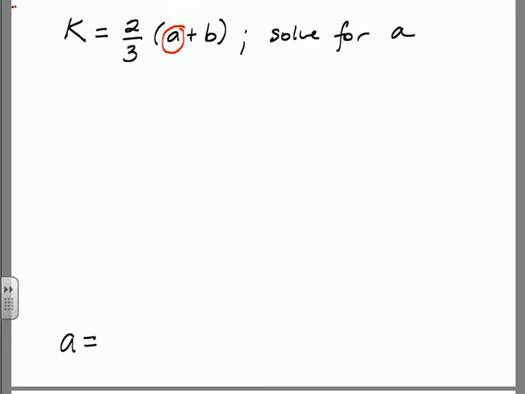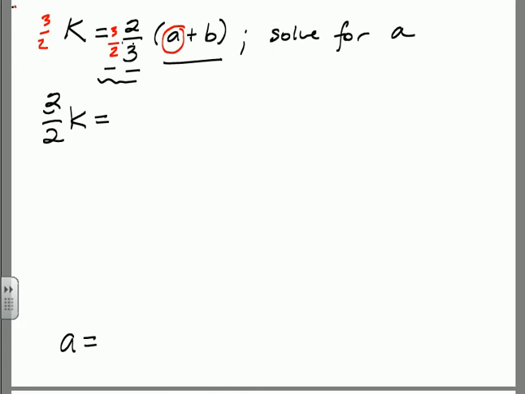Well, let's get rid of the 2/3 first. How can we get rid of 2/3? Well, multiply both sides by 3/2. So we're going to multiply this side by 3/2 and this side by 3/2. And let me make that a little bit clearer. Over on the left, our result is 3/2 k equals, and this is what I was talking about. It's this times this times this. So let's go ahead and multiply these together first.